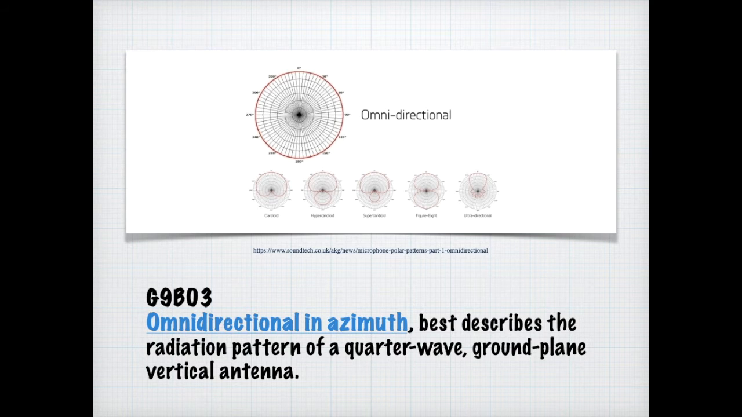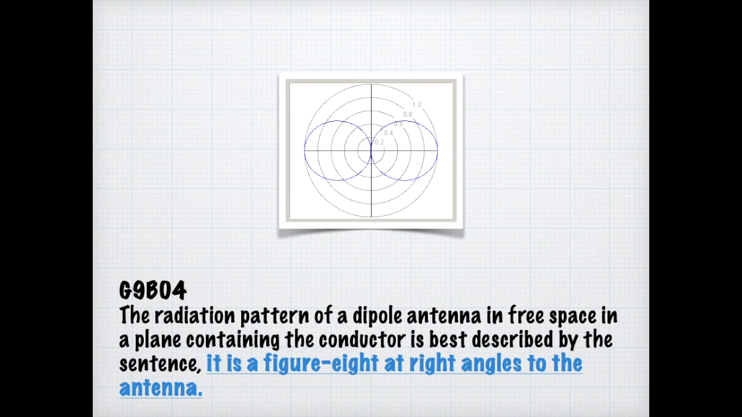With an antenna, omnidirectional just means that it can receive or send signals in all directions at the same time. For the exam, you need to know that omnidirectional in azimuth best describes the radiation pattern of a quarter wave ground plane vertical antenna. One of the nice features of a dipole antenna is its ability to create a figure-8 pattern of radiation. For the exam, you need to know that the radiation pattern of a dipole antenna in free space in a plane containing the conductor is best described by the sentence, "It is a figure 8 at right angles to the antenna."